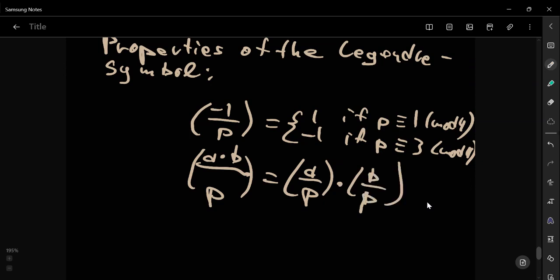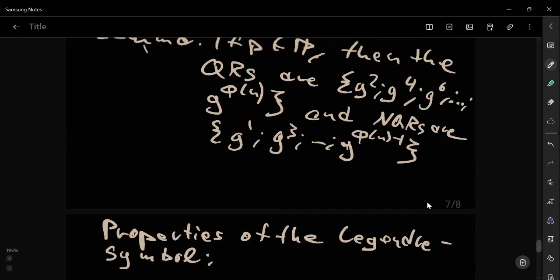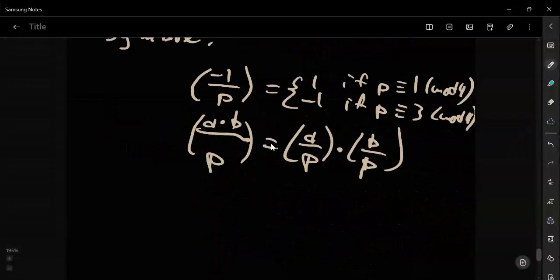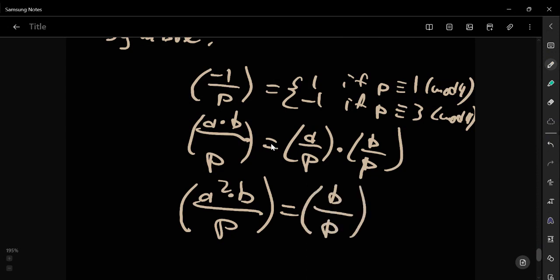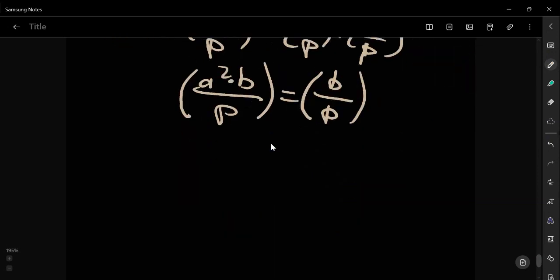So it's pretty easy to see that if you consider a squared times b over p, if the number in the numerator contains a square, then we can just remove this square. So it should be pretty clear why that is.